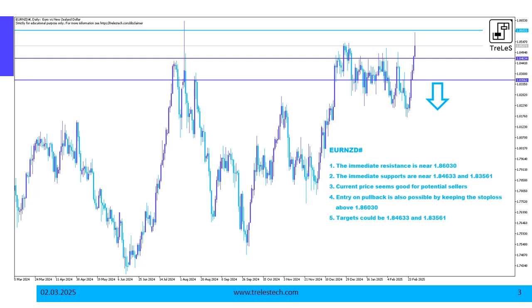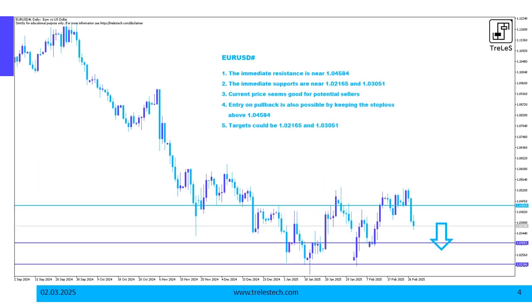A pullback entry is also an option with a stop loss placed above 1.86030. As for our target, we are looking at 1.84633 and 1.83561.